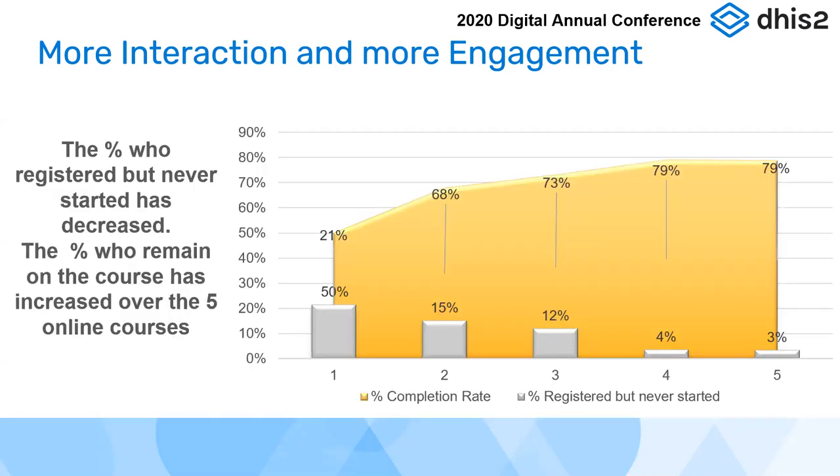After our pilot and staff training, we've run 5 online DHIS2 Foundation courses since June last year. We found that students were registering but never getting started with the course. Unlike a MOOC, where a high dropout is expected, this is a course that carries a competency certificate, and we wanted to get as many students to start and complete as possible. This graph shows how the percentage who registered but never started, that is the gray columns, has decreased from the first course to now, and that the percentage who start and remain on the course has increased.